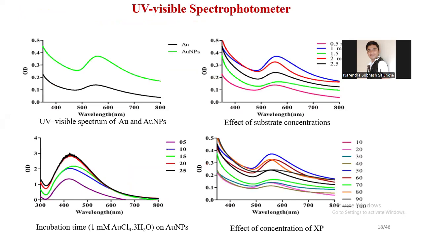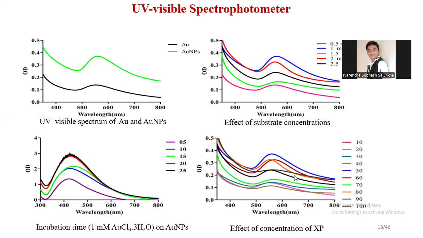First of all, figure A represents the comparative spectrum of the pigment-based nanomaterial and gold solution. Then figure B represents the optimized concentration for dispersed and stable nanomaterial formation. That is, 1 millimole concentration was used for the dispersed and stable nanomaterial. Then figure C represents the incubation time optimized for dispersed and stable nanomaterial, that is, a 25-minute incubation time.